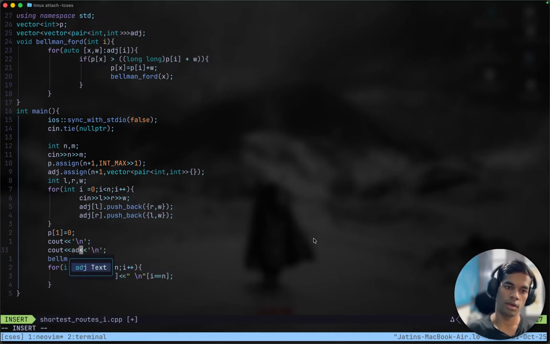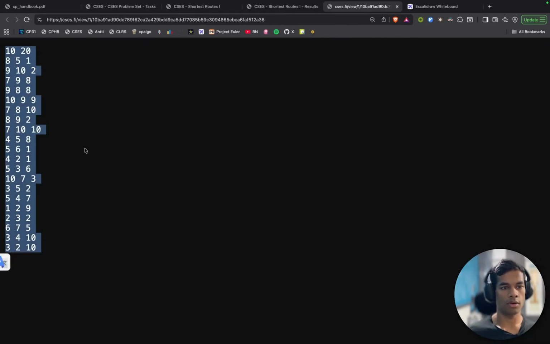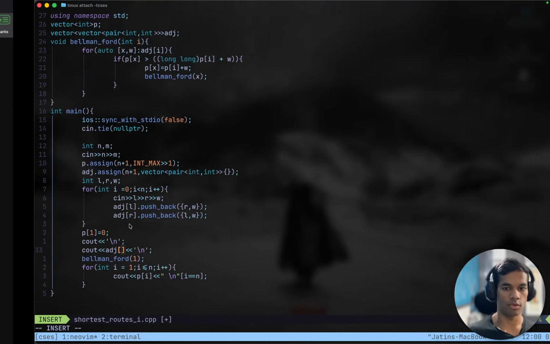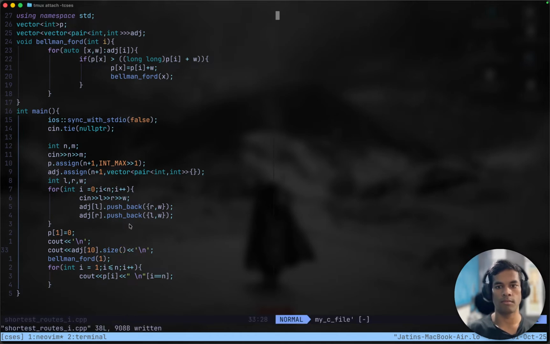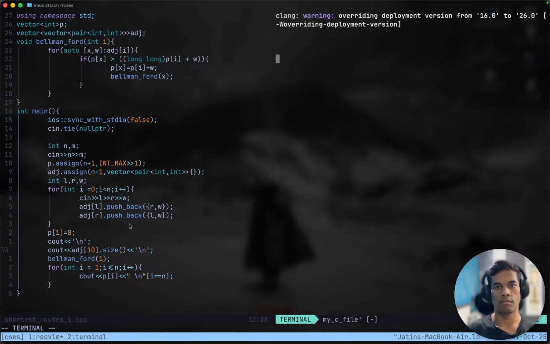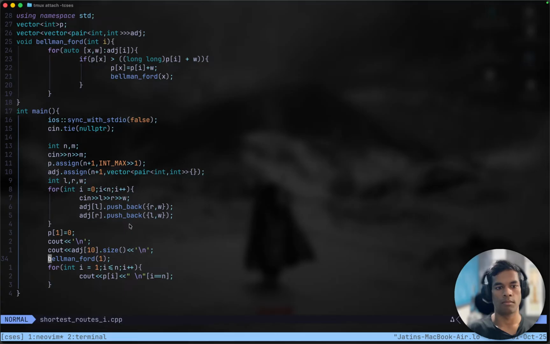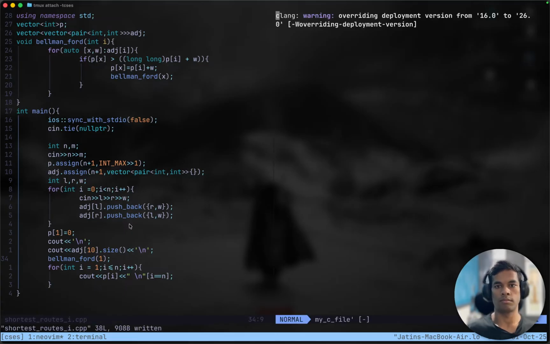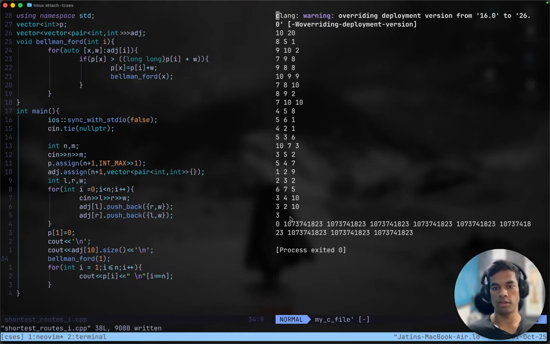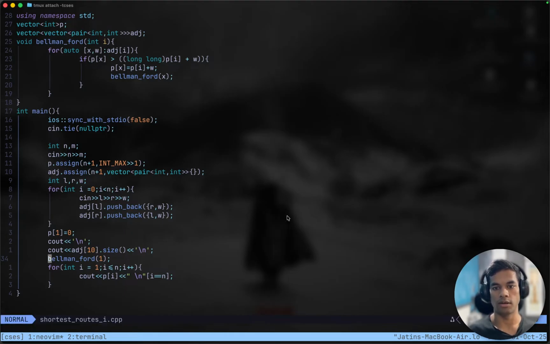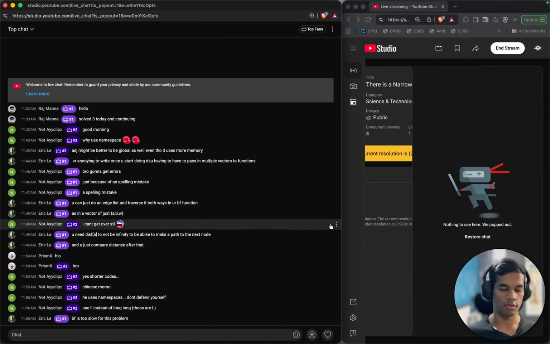So there is something wrong. ADJ, I think we are not taking the data correctly. Here 10 appears 3 times. So 10 should have a degree of 3, and we should see 3. Okay, we do see 3. So we are taking the data correctly. There is something else which is wrong.